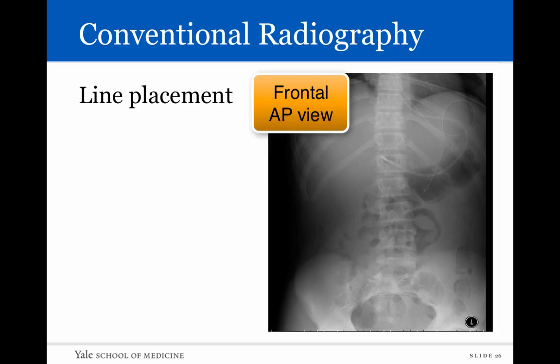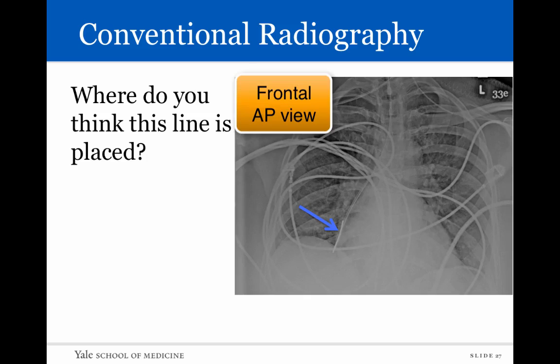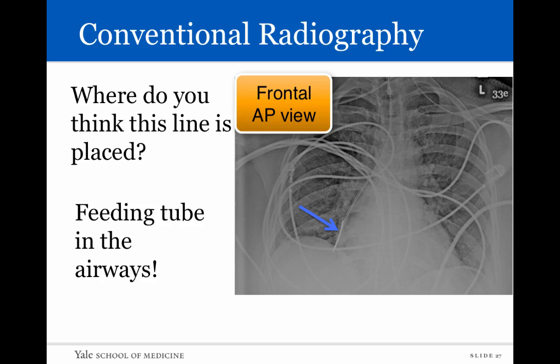It's also very useful when you want to place lines in patients, whether in the arterial or venous structures, or in the stomach or in different locations. You can get the final location of lines. It's a very cheap, quick modality to look at that. And if it's in the wrong position, look at this line over here. It's supposed to be in the stomach. Where do you think it's placed? This was actually placed in the airways, and so it's important to detect that so you don't initiate feeding and cause damage to the lungs.